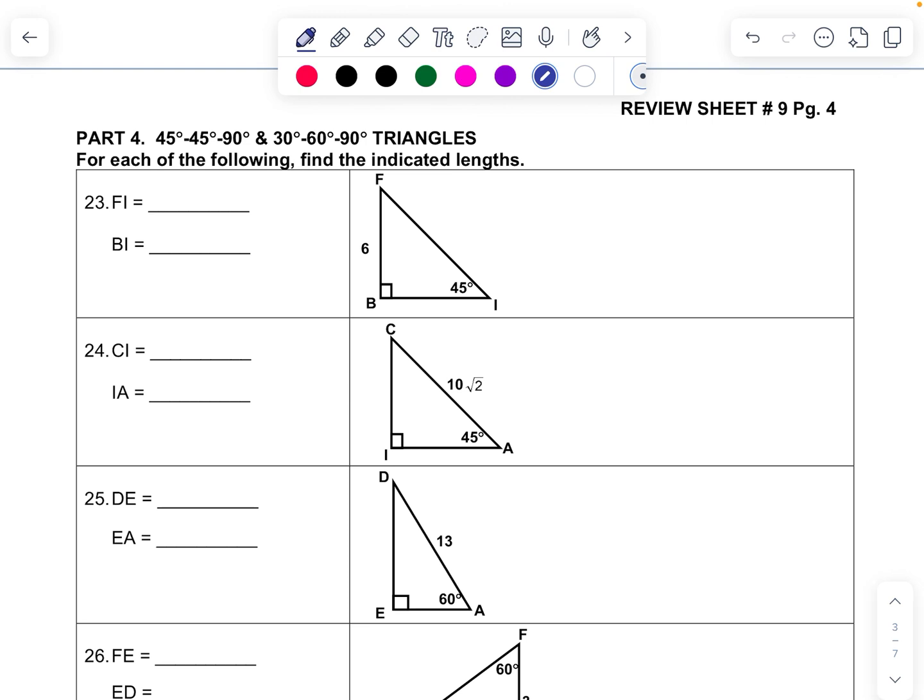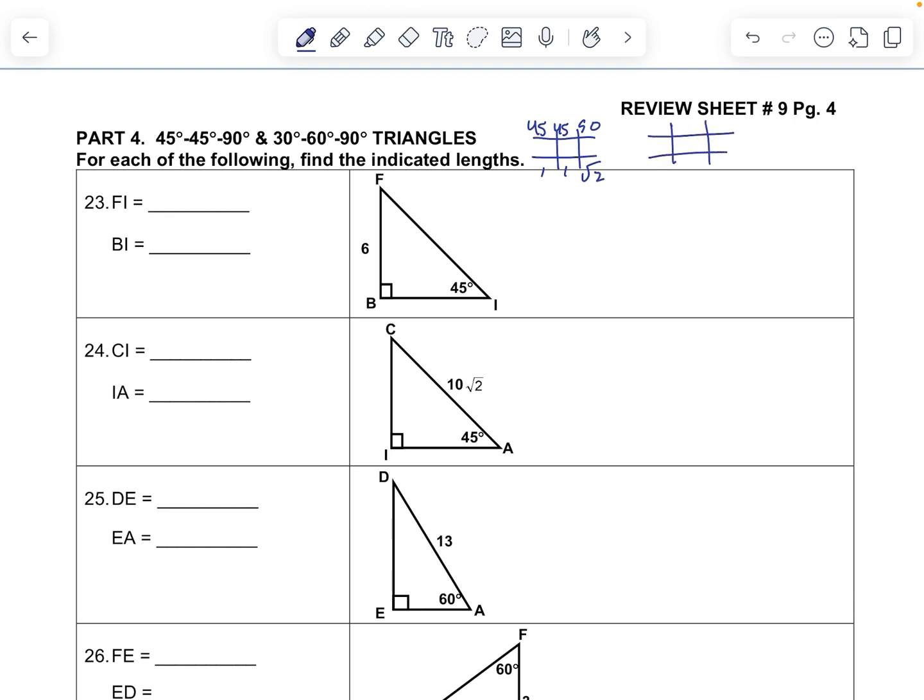Okay, now we're going to move into our special triangles. So we have two types, the 45, 45, 90 and the 30, 60, 90. Just to review, you've got your grids that you can make. You've got the 45, 45, 90, and that is a 1, 1, and a square root 2. The square root 2 has to go under the 90 every time. And then on your 30, 60, 90, you have a 1, square root 3, and a 2. They must be under the corresponding numbers. Those angles refer to the side opposite.